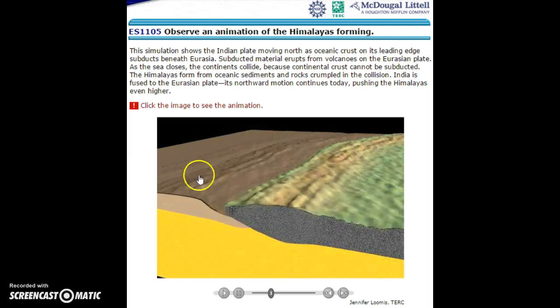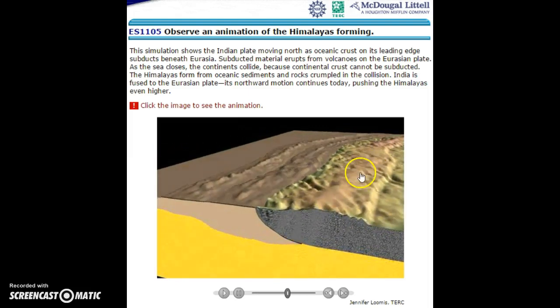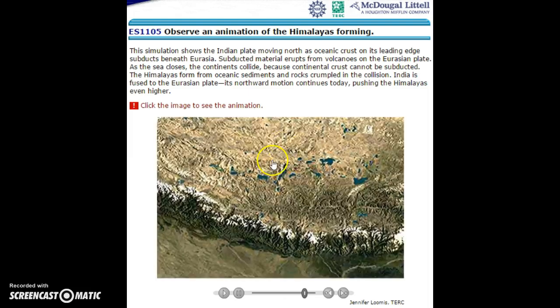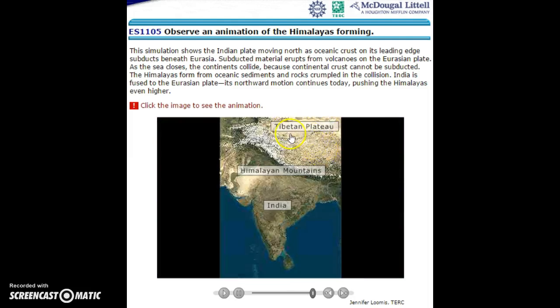So we have the Indian plate colliding with Eurasia. Pieces of it get scraped off. It builds up. This is your Tibetan plateau. Here are the Himalayan mountains. And here's India. It's still being driven into Eurasia. This is what we call a collisional boundary, where continental crust is colliding with continental crust.